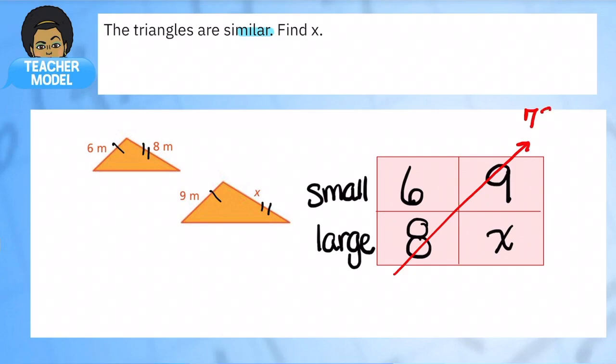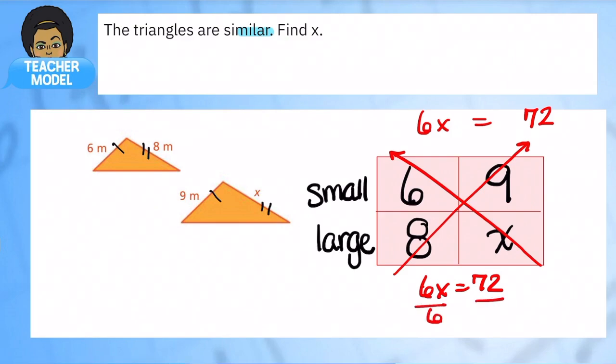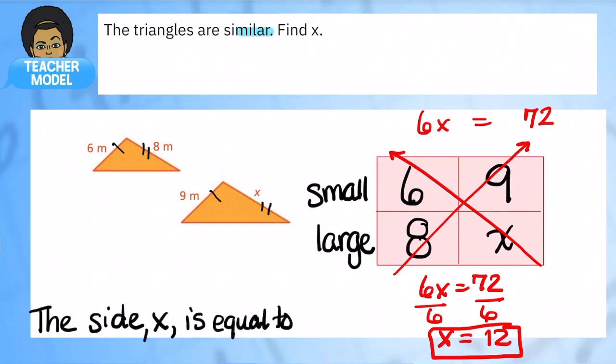8 times 9 is 72. And 6 times x is just 6x. So this is what I have. 6x is equal to 72. Now I can use my algebra to isolate that x. 6 times the number equals 72, so I'm going to divide both sides by 6. And x is equal to 12. So that now I know the value of that side. Okay, and I want to make sure I have the full measurement there.